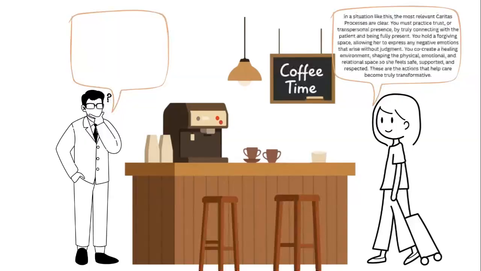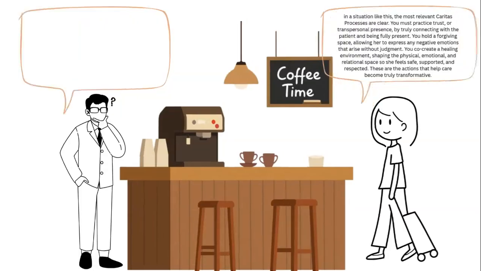In a situation like this, the most relevant Caritas processes are clear. You must practice trust or transpersonal presence by truly connecting with the patient and being fully present. You hold a forgiving space, allowing her to express any negative emotions that arise without judgment. And you co-create a healing environment, shaping the physical, emotional, and relational space so she feels safe, supported, and respected. These are the actions that help care become truly transformative.